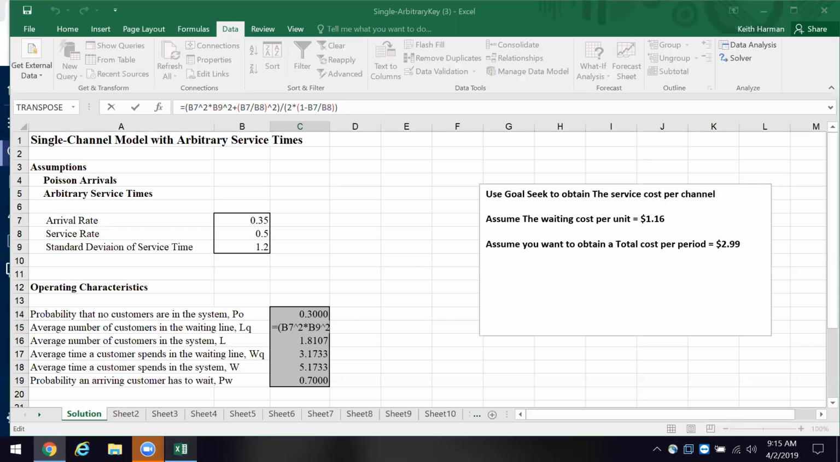And we walk through the rest of these: the average number of customers in the waiting line, the average number of customers in the system, the average amount of time they spend in the waiting line, the average amount of time my customer spends in the system, and the probability that an arriving customer has to wait.